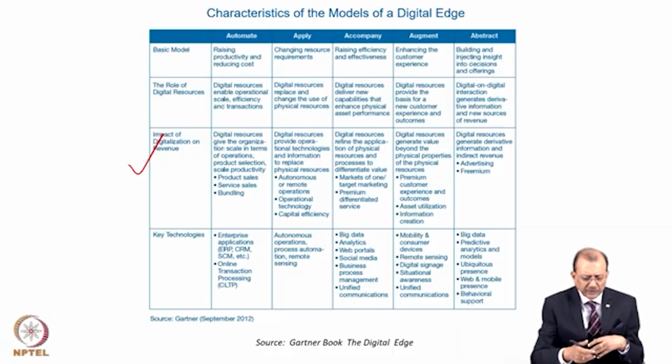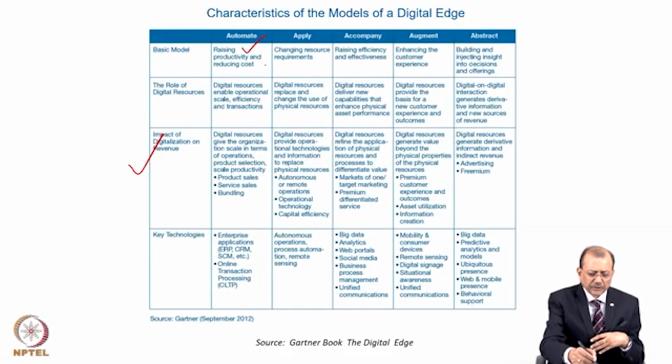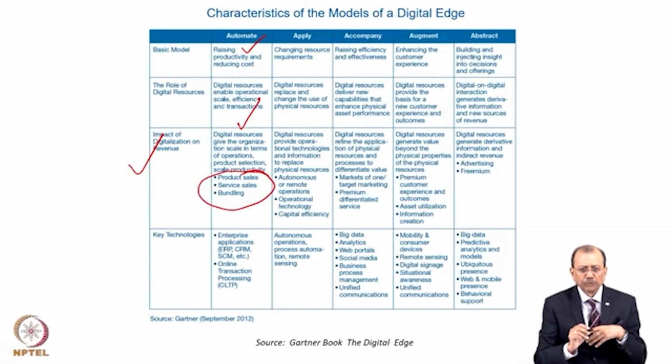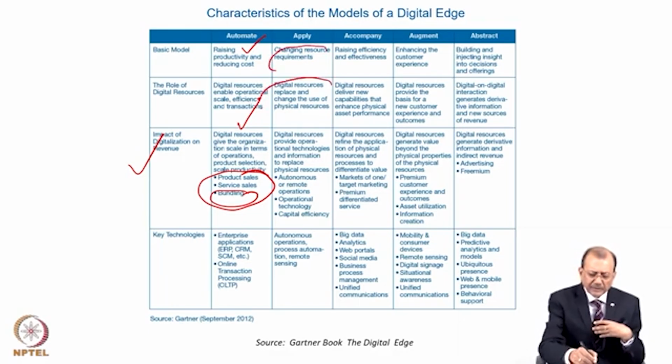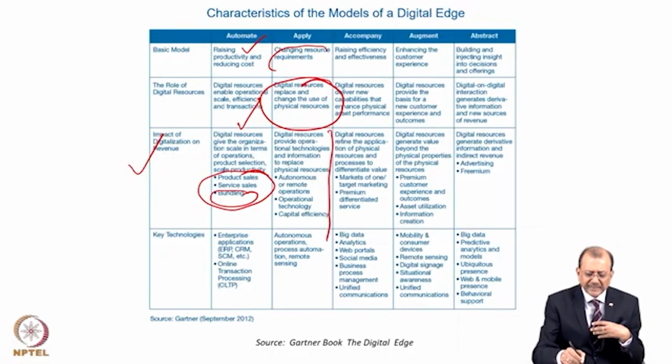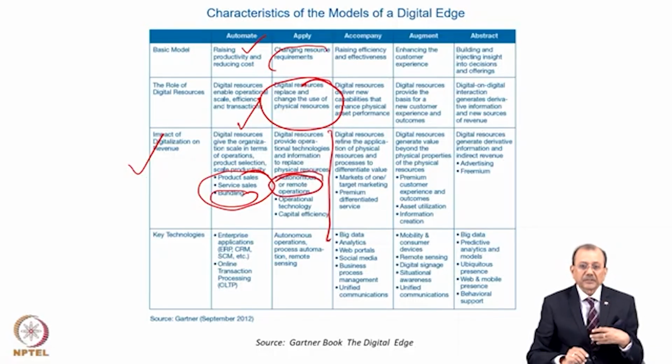But for the sake of completeness, like raising productivity and reducing cost, digital resources which we discussed, how they help to improve the product and services sales, and bundling the products. With the help of technologies, we can bundle multiple things for the customer. Similarly, in case of changing requirements and digital resources which we discussed, what kind of impact can we bring? It will help us to make the operation autonomous, which is a quite advanced stage of operation. And we are seeing many factories have become automated factories nowadays. So this is under this category.